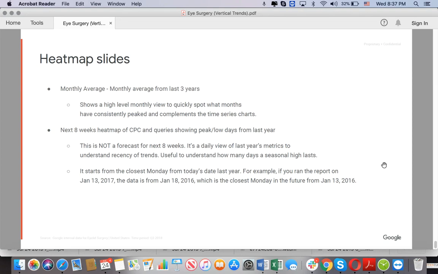And again, heat map slides. Make sure you know what you're doing with your Google Ads. I ask you to switch the budget. Make sure you know your numbers, you know your ROI. And again, we reviewed the monthly average from the last 3 years, and we also know some numbers for the next 8 weeks heat map.